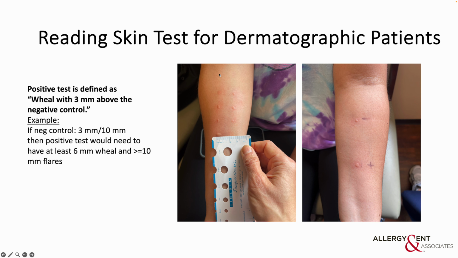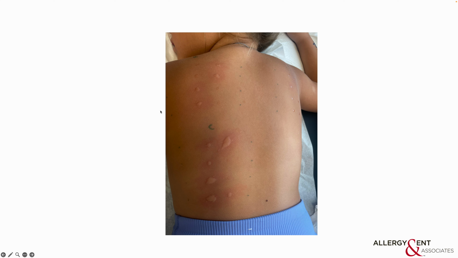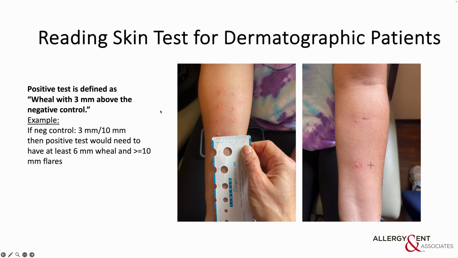And this is the guideline. The guideline would say a positive test is defined as a wheal with 3 millimeter above the negative control. Okay, so I repeat. A positive test is defined as having a wheal with 3 millimeter above the negative control.